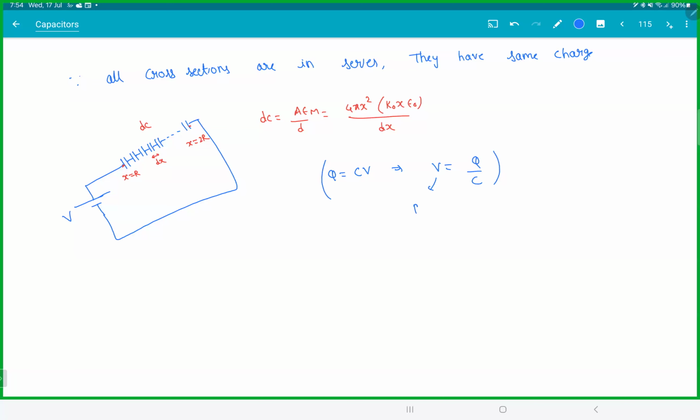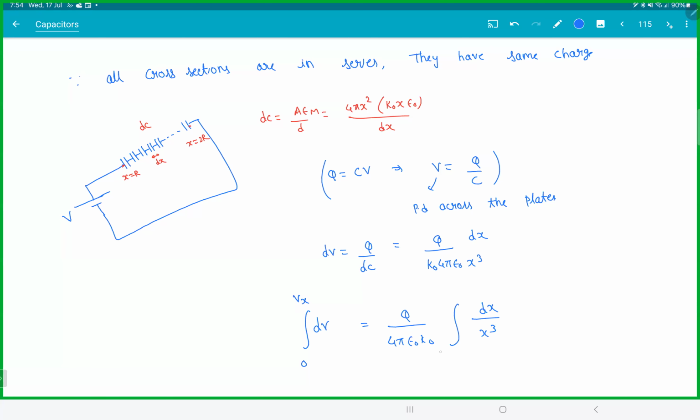Now, V is what? V is the potential difference across the plates. So the small potential difference across the capacitor is Q by dC. Q and dC would be K naught 4 pi epsilon x cube dx. This is the potential difference across that small capacitor at a distance x. Integrate this. So dV, limits will go from 0 to Vx. This would be Q by 4 pi epsilon K naught integral dx by x cube.